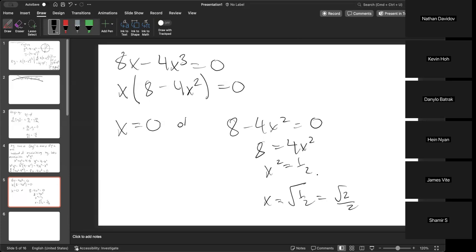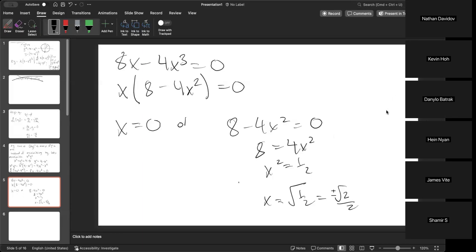One's negative, isn't it? One is negative? You mean plus or minus? Yeah, the square root. Is the half plus or minus as well? What do you mean? Because it's a square root, it's the same. Plus or minus square root of 1/2 is the same as square root of 2 over 2, plus or minus square root of 2 over 2. Sorry. Okay. All right.